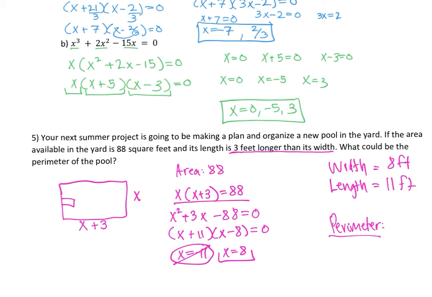All right, so now we just need to find the perimeter. And you can do that a couple ways. If you just want to write 8, 8, 11, 11. Let's see. 11 plus 11 is 22, plus 8 is 30, plus 8 more is 38 feet. So that's our perimeter.